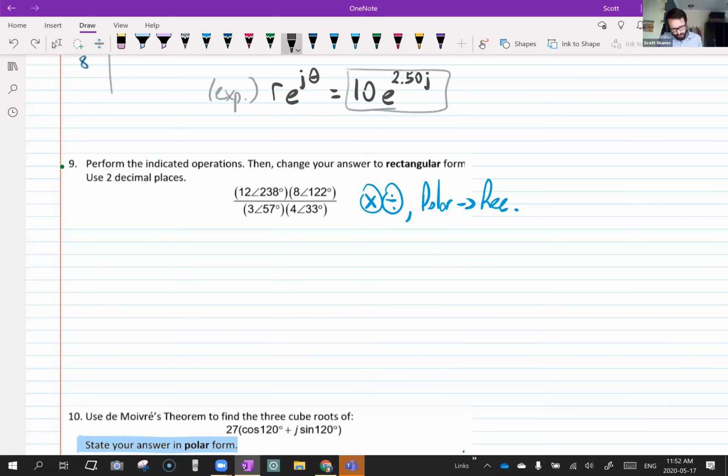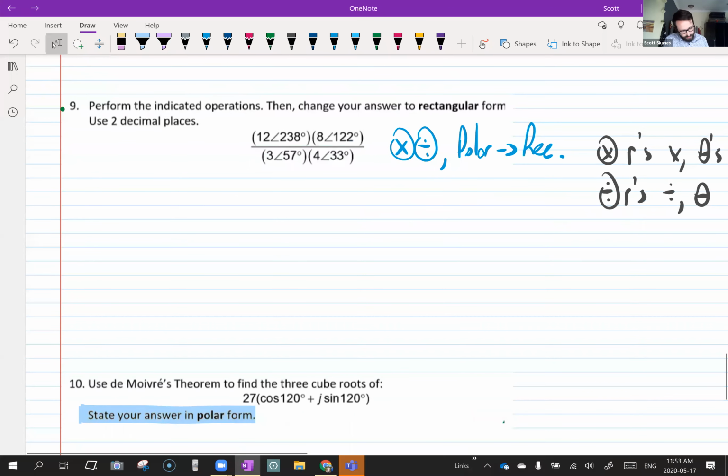When you have multiplying polar form, the r's multiply and the thetas add. When you have division, the r's divide, the thetas subtract. Let's do that. I'm going to do the top first. Okay? The top. What's 12 times 8? 12 times 8 is 96. What is 238 plus 122? It's 360. I'm going to keep it like it is, even though that's a bit of a special case.